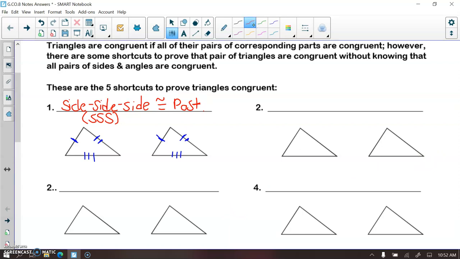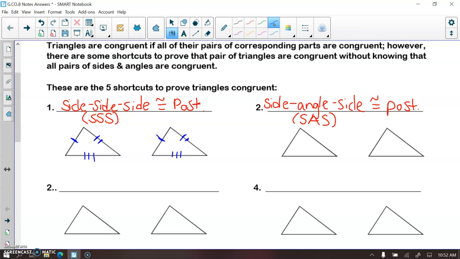Another way that you can show that 2 triangles are congruent is by the side angle side congruence postulate. A way to abbreviate the side angle side part would be SAS.